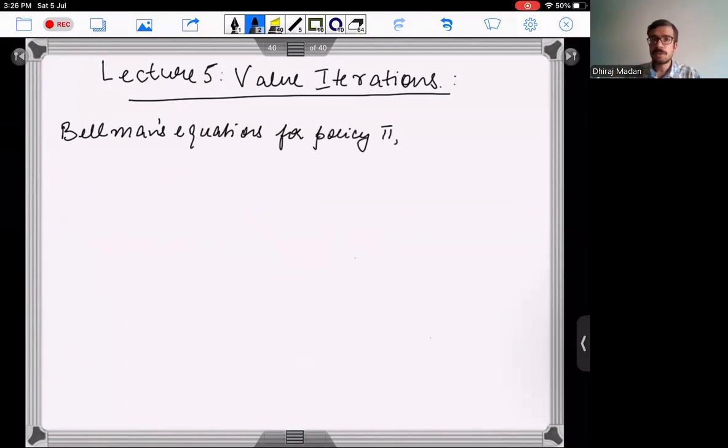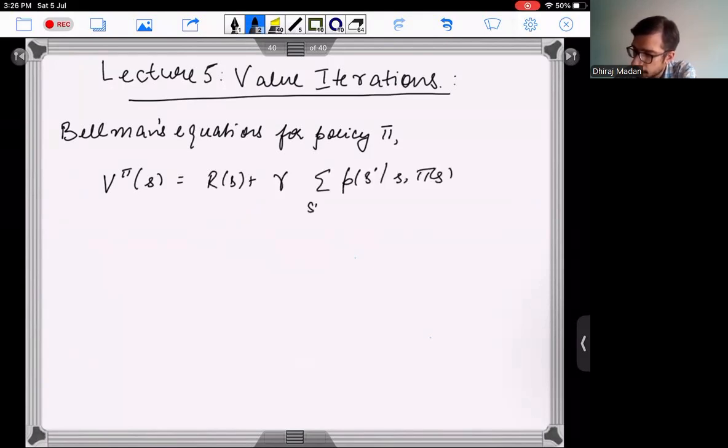okay. So the way that equation was written was as follows: V pi of s is R of s plus gamma times the sum over s prime of P of s prime given s and pi of s, times V pi of s prime. Although we derived it formally, this actually has an intuitive interpretation as well, which I think many of you would have understood, but I'll just explicitly write it down.